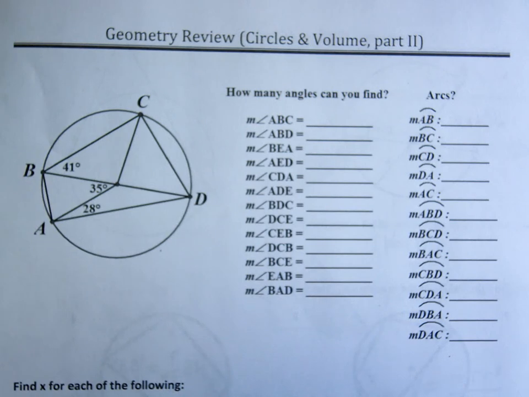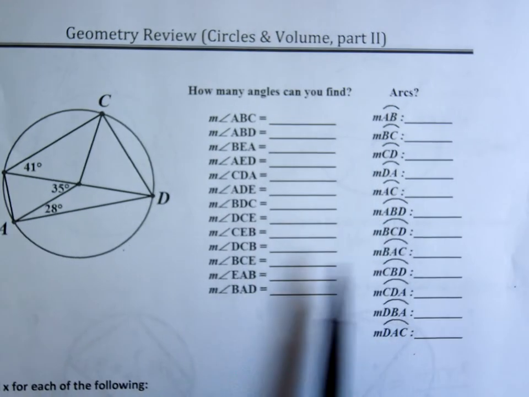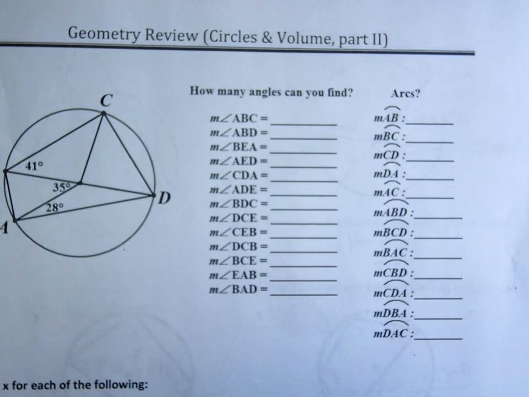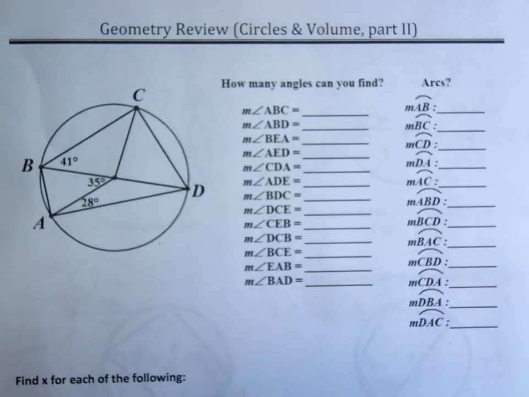Okay, so this is sort of the part 2 of our review for our circles unit test. And the first one here has a ton of angles mentioned and a ton of arc lengths mentioned, basically all the arcs and angles I could think of in this picture. And it's how many can you find.